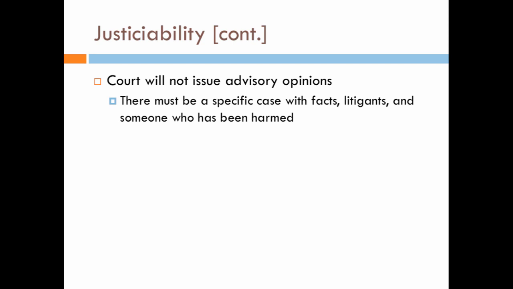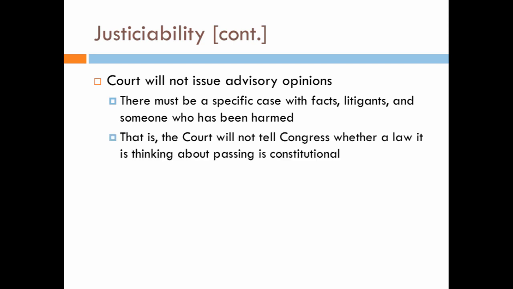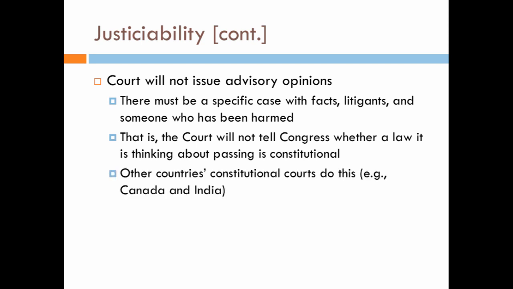The primary concern here is to limit federal courts to their proper role in the traditional dispute resolution and to, again, avoid these premature, abstract, or political decisions. So, in short, there must be a case with facts and litigants and someone who has been harmed. That is, the court will not tell Congress whether a law it's thinking about is going to pass constitutional muster. Some other countries' constitutional courts do this, where they serve in this advisory role, where the legislative branch can go to the court and say, hey, we're thinking about this piece of legislation. Would this be constitutional? And the court weighs in and says, yes or no. In the United States, that doesn't happen. But other countries like Canada and India do have this advisory role for their courts.